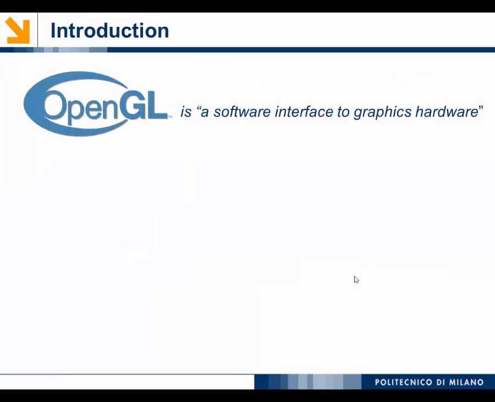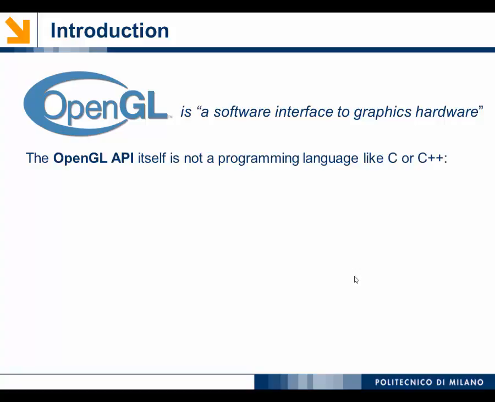OpenGL is just a software interface to graphic hardware adapters. It can be used to program your own graphic adapter. It's called open because it's a standard that can be freely accessed by manufacturers. The API that OpenGL provides is not a programming language like C or C++.